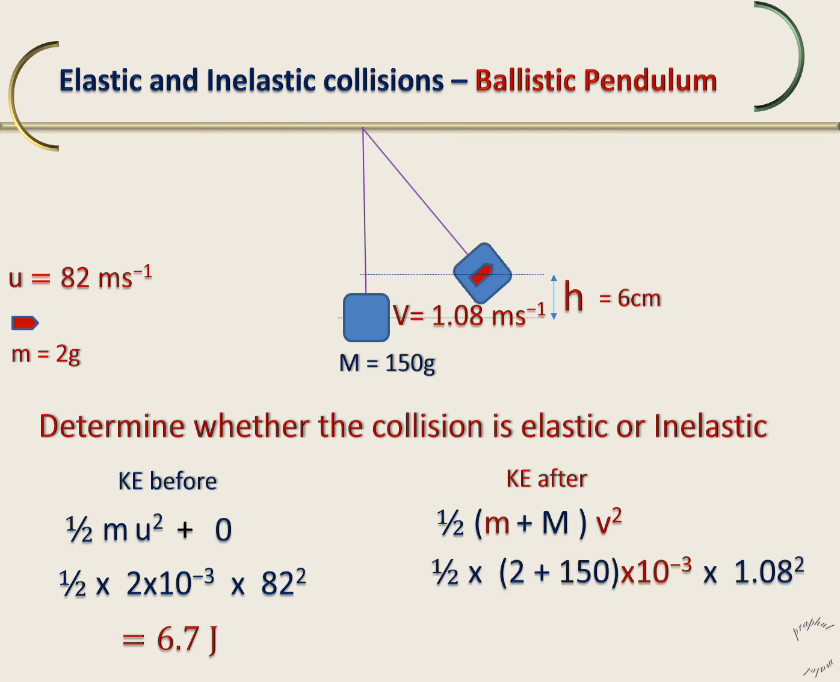Now, after collision, I'm substituting all the values and finding the kinetic energy. I got 0.082. There's a big difference between the answers, meaning the bullet is losing a lot of its kinetic energy during the collision. As you know, practically there will be a lot of sound and heat developed. This is the reason why kinetic energy is not conserved. Kinetic energy before is not equal to kinetic energy after. So the collision is inelastic.